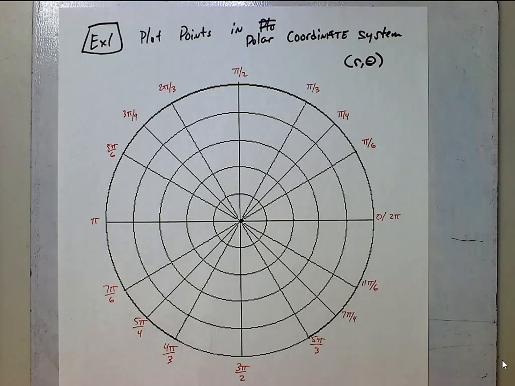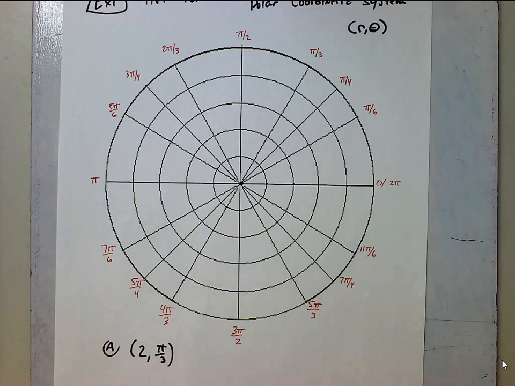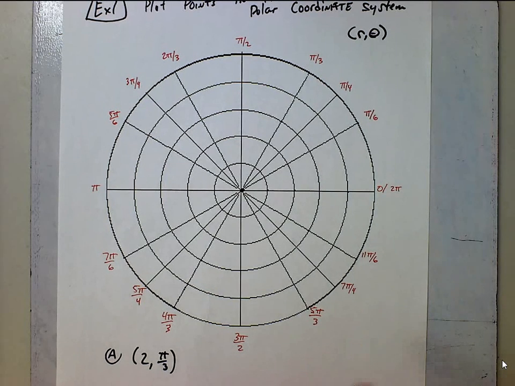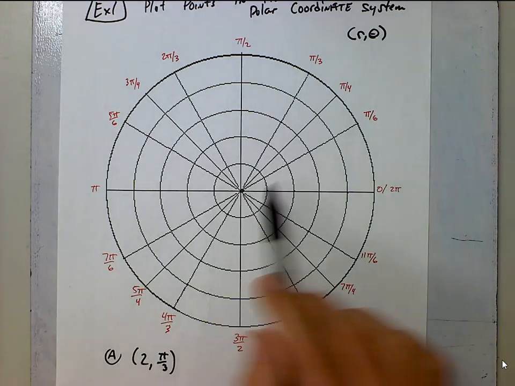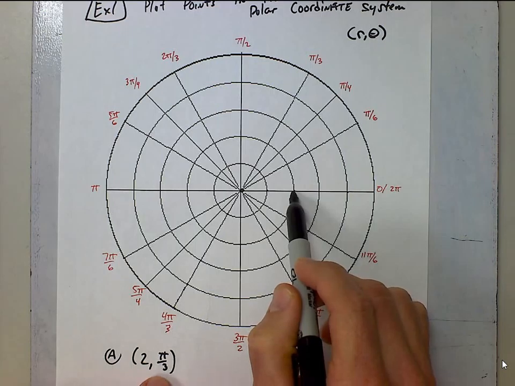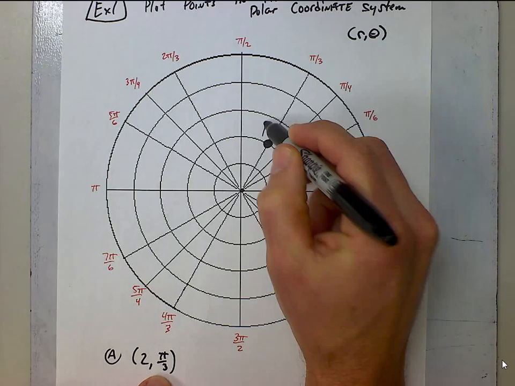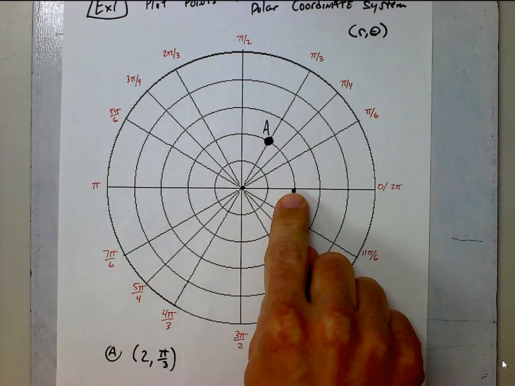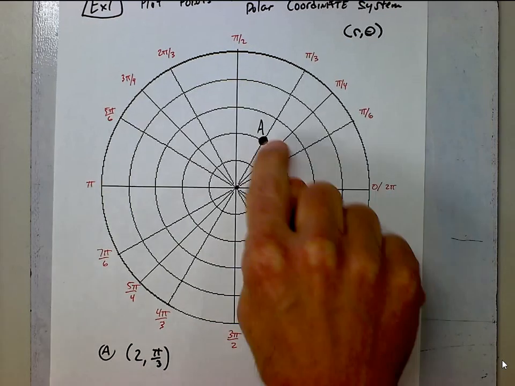So the first point, we call it A, asks us to graph 2 comma pi over 3. And so what we do is we're going to move from the pole, since it's positive 2, we move out to the second circle, 2 units away, and we go to the angle pi over 3. The angle pi over 3 is right there. So that is A. 2, 1 circle, second circle, to the angle pi over 3, and that's where that point is at.